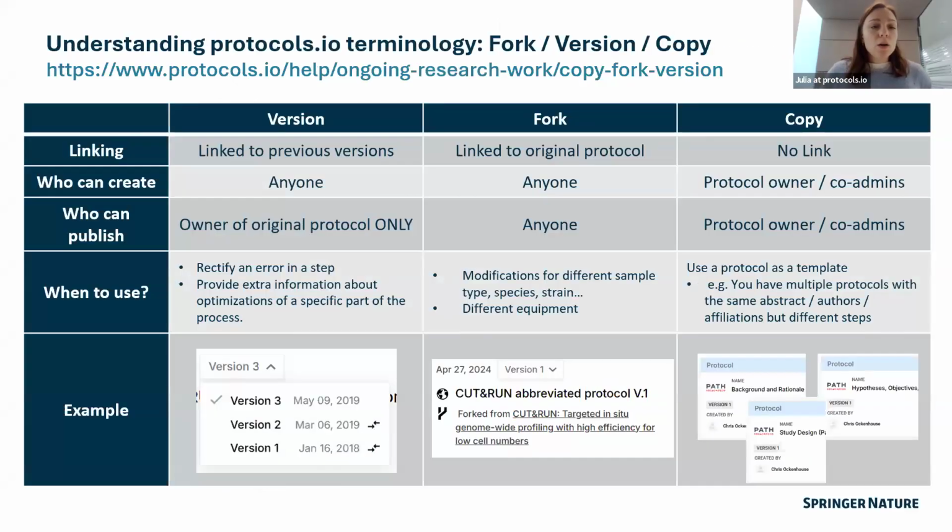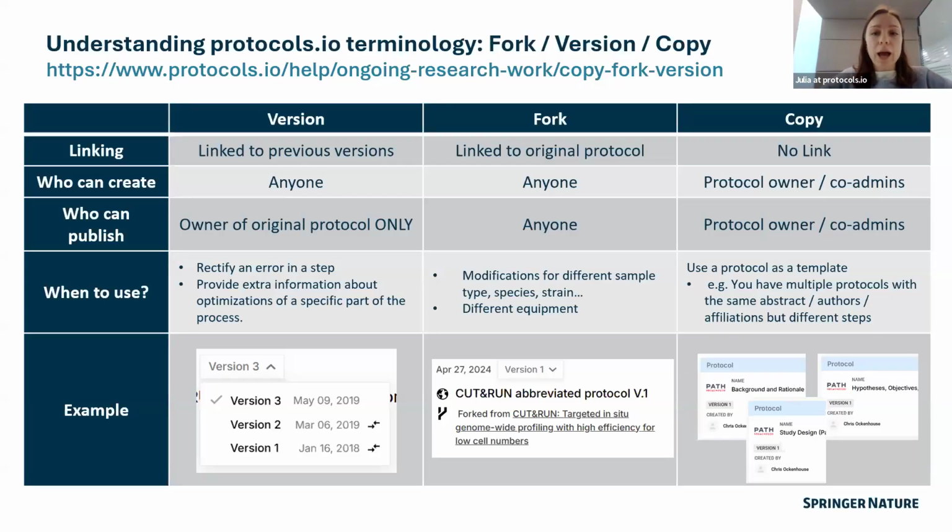And so now I'll go ahead and talk a little bit about the terminology that we use on protocols.io. So you might have seen when you're viewing a protocol that's been published on the platform, there is a little copy fork button. And you'll also see that potentially multiple versions of protocols have been published. And so I'll talk about the differences in these terminologies.